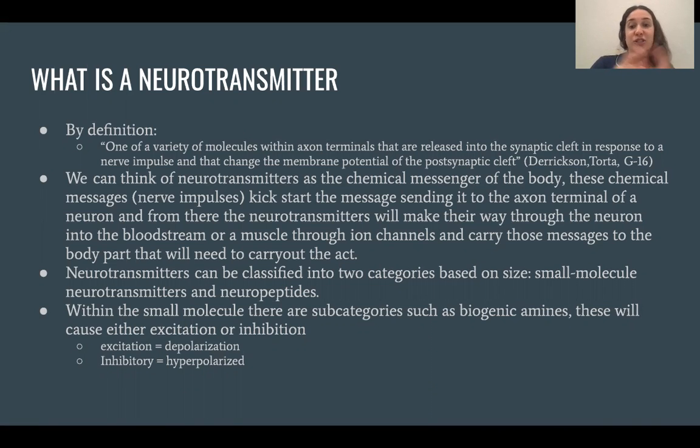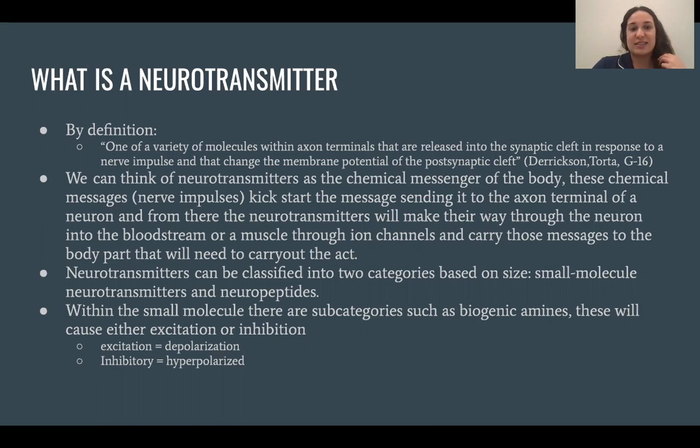Neurotransmitters can be classified into two categories based on size. So there's small molecule neurotransmitters and neuropeptides. We're going to be focusing on the small molecule neurotransmitters for this specific presentation. So within the small molecule, there are subcategories as well. And one specifically we're going to look at is biogenic amines.